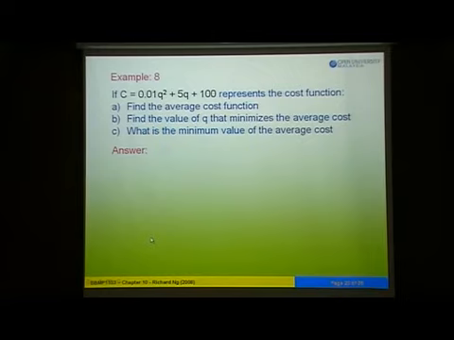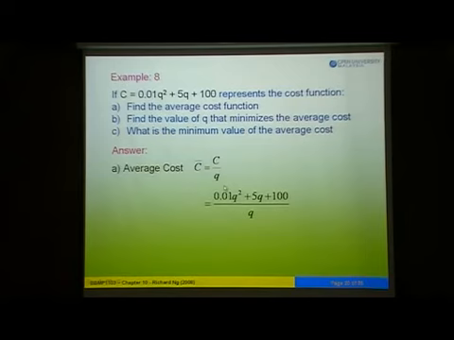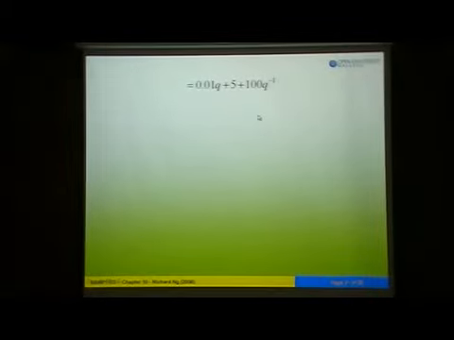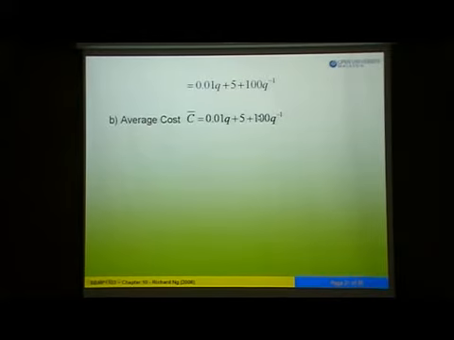Okay, let's look at example 8. If C is given as 0.01 q squared plus 5q plus 100, which represents the cost function, and we are asked to find the average cost function. So average cost is given by the formula C over q. So substitute C with this function. So we get 0.01 q squared plus 5q plus 100, divided by q. So split into 3, and then simplify, we will get 0.01 q plus 5 plus 100 q to the power -1. Alright.